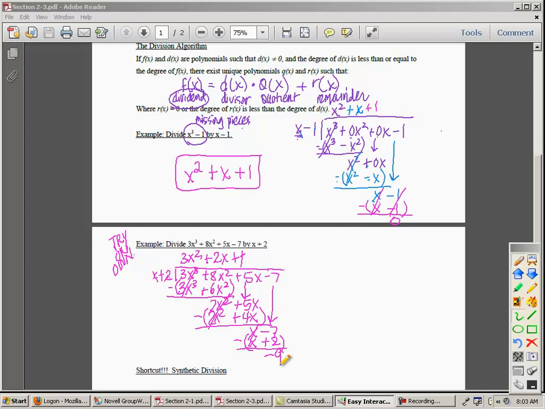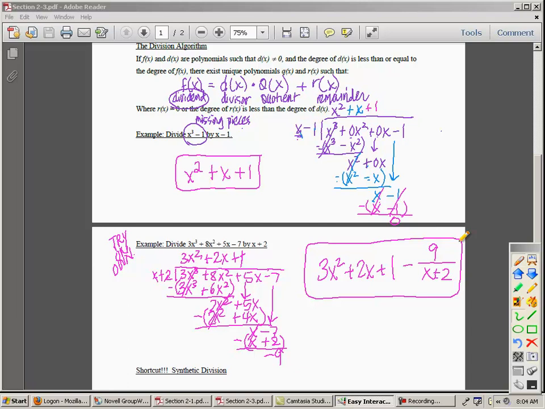So your quotient is 3x squared plus 2x plus 1. Your remainder is -9. However, for your answer, we want to combine those together. 3x squared plus 2x plus 1, and it's a -9, so I'm going to say minus 9 over my divisor, which is x plus 2. Here's your final answer.